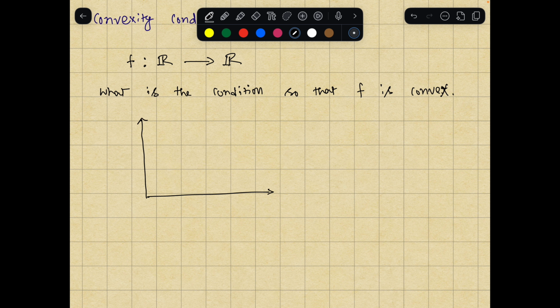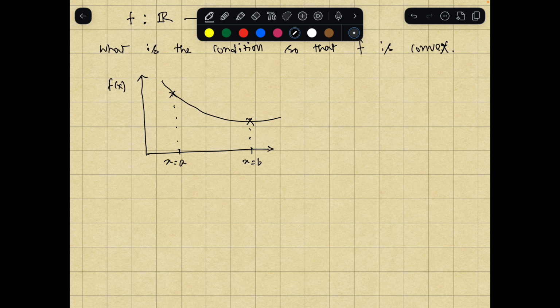So we have an interval from x equal to a to x equal to b in the real line, and this is f(x). We could have a function which looks like this. So this is a convex function. Now we will derive what is the condition that the function f respects.